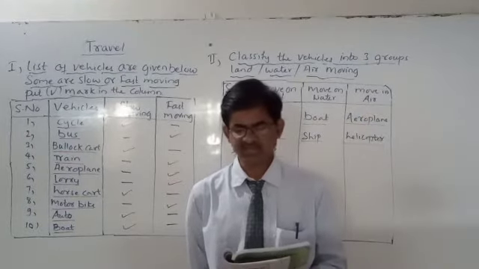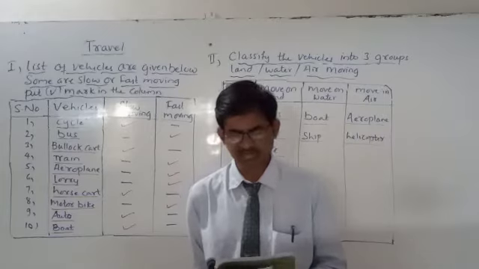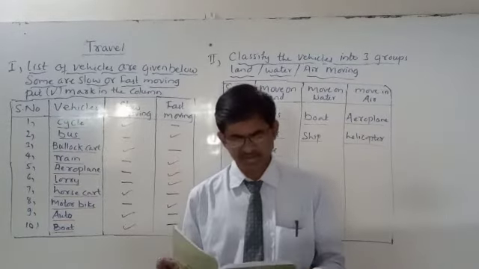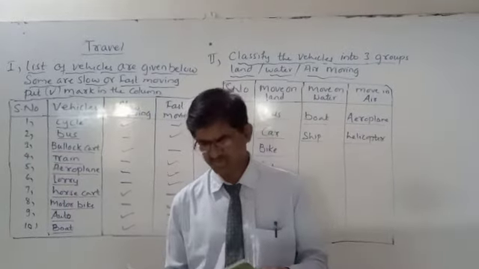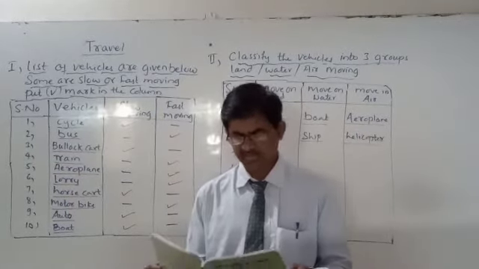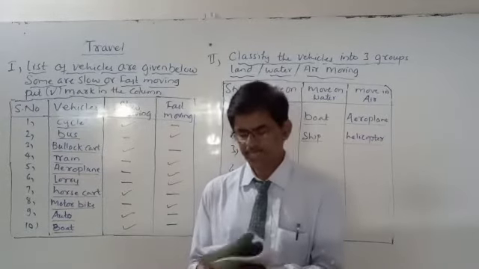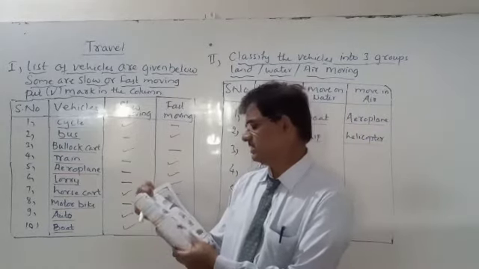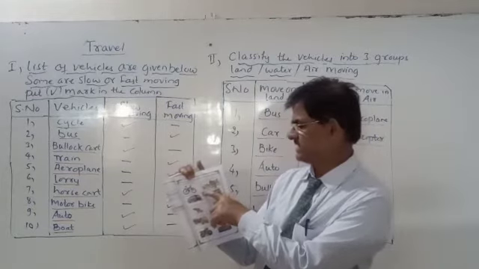Now, in this lesson, we are going to study fast moving vehicles and slow moving vehicles, and also land transport, water transport, and air transport. Now, write the names of vehicles you have seen. You can see the picture on page number 10. Write the names of vehicles in the boxes which are in the picture given below. You can see the bicycle here.